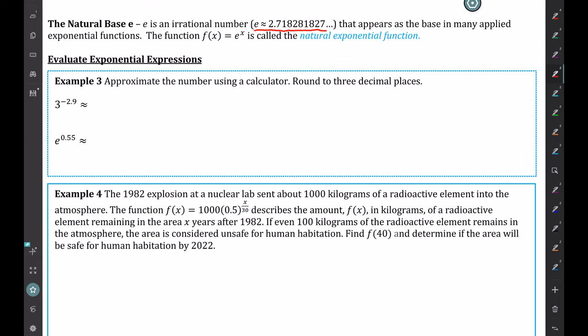NASA actually has a database of the first 1,000,000 digits of pi, so they consider this number very important because there's actually just an entire web page dedicated to the first 1,000,000 digits of pi.